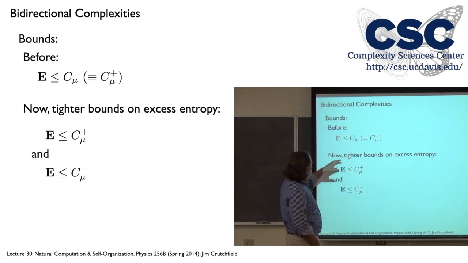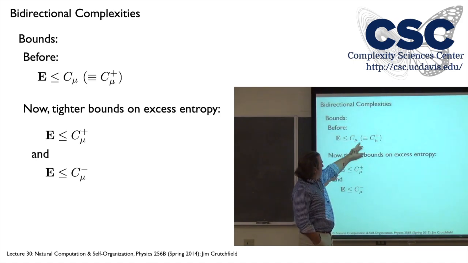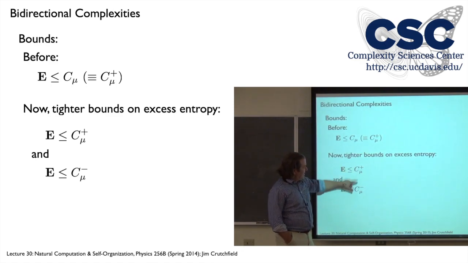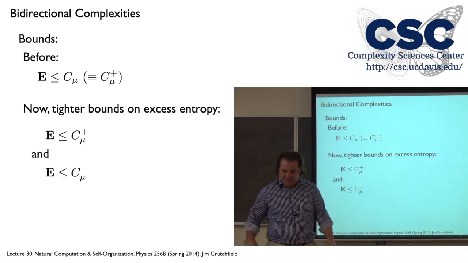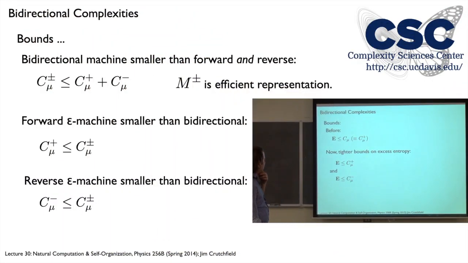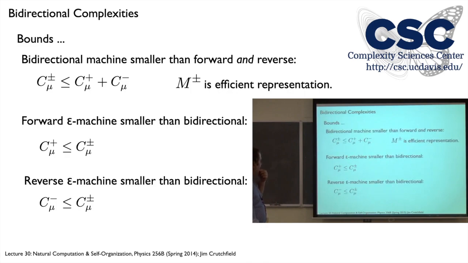We have other bounds. Right before, back in the days when we just talked about forward processes, the statistical complexity, the stored information, was always an upper bound on E. But now you can show, since E is symmetric, it has to be less than each of the complexities, whether forward or reverse. So it's a tighter bound on E. Interesting observation, might be helpful for making a calculation. The bidirectional machine is always bounded above by the statistical complexities of the forward and reverse machine. So in this sense, it's more efficient.